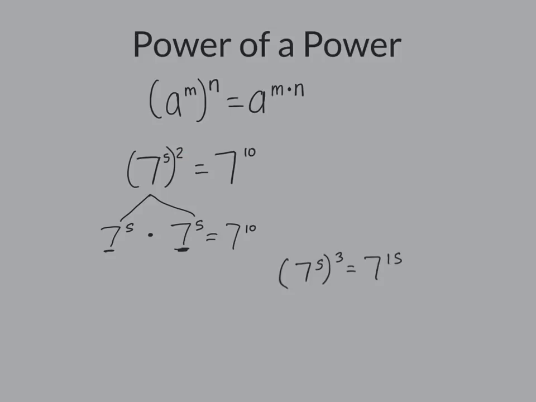If we look now at the next level up, 7 to the power of 5 to the power of 3, 5 times 3 is 15, so this would be 7 to the power of 15.